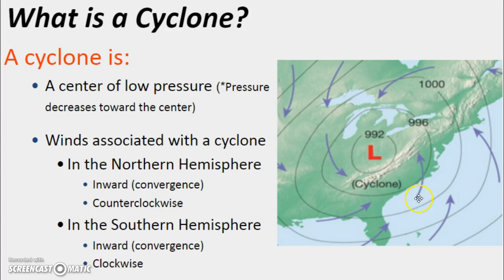Think of it this way. Air wants to move straight in. It's deflected to the right because of Coriolis. And so in the northern hemisphere, cyclones move counterclockwise around the low pressure. In the southern hemisphere, it's the opposite. They still move inward, but they move clockwise.